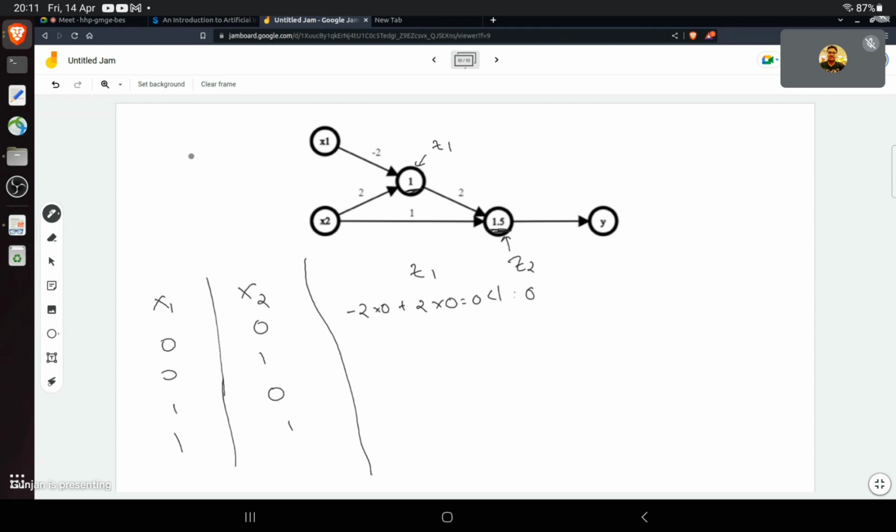In the second case, it will be minus 2 times 0 plus 2 times 1. It is 2, which is greater than 1. So the label that we get from here is 1. Then it is minus 2 times 1 plus 2 times 1, which is equal to minus 2, which is less than 1. So we get 0. And this is minus 2 times 1 plus 2 times 0. And this is equal to 0, which is less than 1. So from here we get 0. So these are the values of Z1.